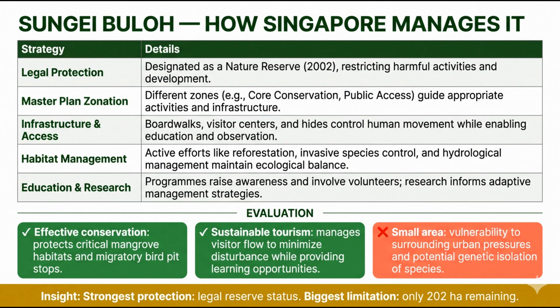Here is the evaluation. The strengths are clear: strong legal protection, active management, and international recognition. The limitation is equally important. The reserve is only 202 hectares. Singapore has lost over 95% of its original mangrove cover to land reclamation. What remains is protected, but most of what was there is already gone.